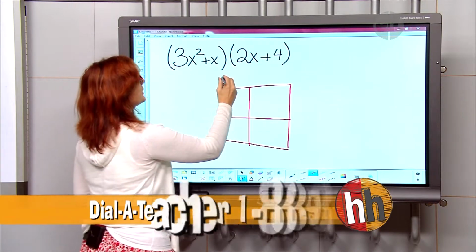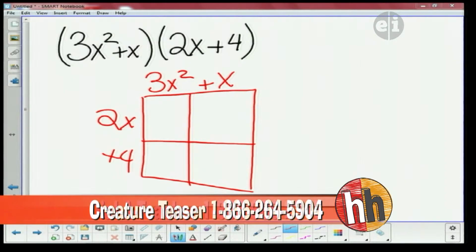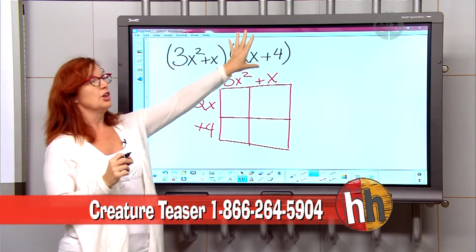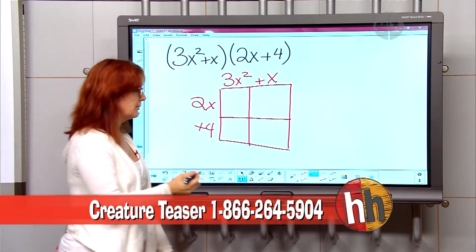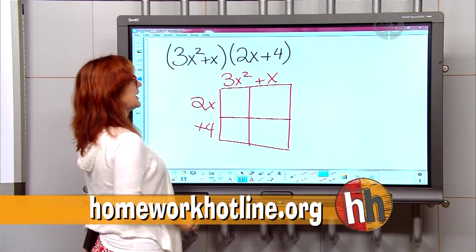So we're going to take the first binomial and write 3x squared and x up here on top, and then on the side, we're going to write the two terms from the other one, 2x plus 4. All we're going to do is multiply each term from this binomial with every term in this binomial. So first, we're going to multiply 3x squared times 2x.